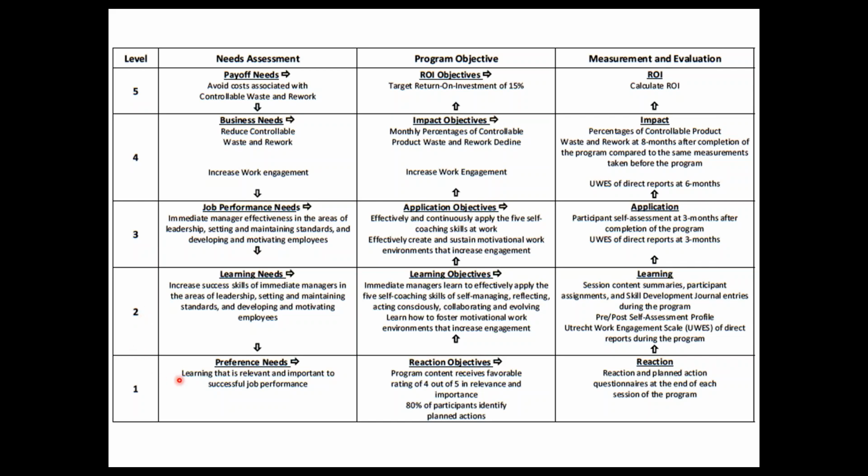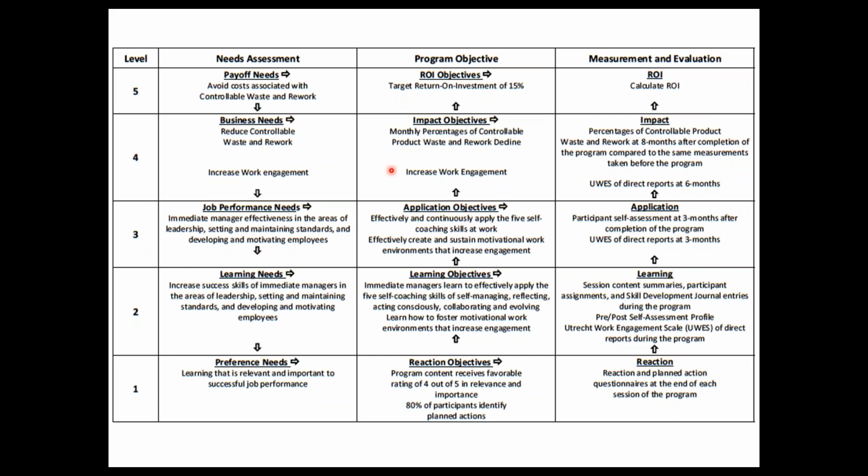And then they wanted to develop learning that's relevant and important to the job. And then you see the objectives here. They wanted to receive a favorable rating, 4 out of 5, on relevance and importance. And second, they had an action planning process, and so they needed 80% of participants to identify the actions they plan to take once they go back to the job. You see their learning objectives: managers learn how to apply the 5 self-coaching skills, or self-management skills, and then how to foster motivated work environments and increase engagement. Their application objectives: effectively and continuously apply the 5 self-coaching skills, and then sustain that motivation at work.